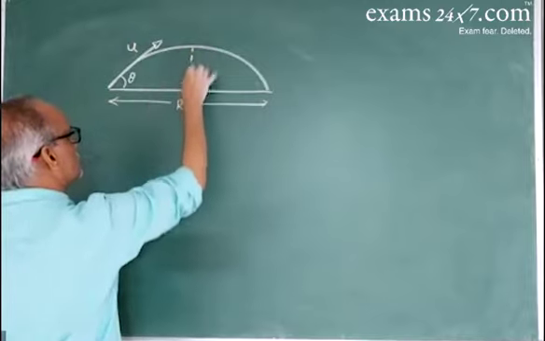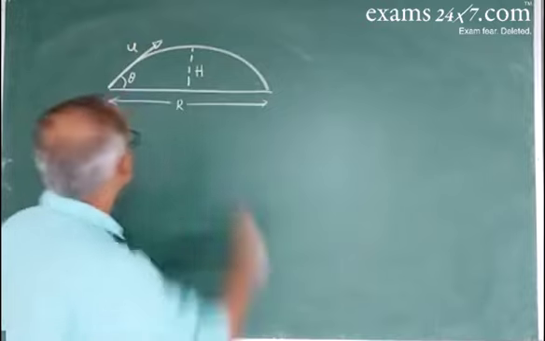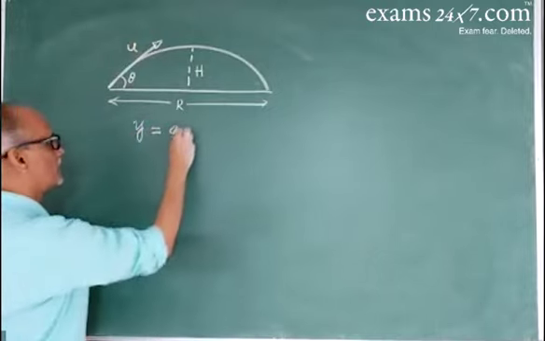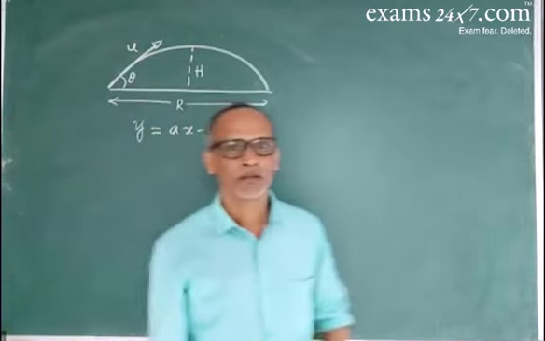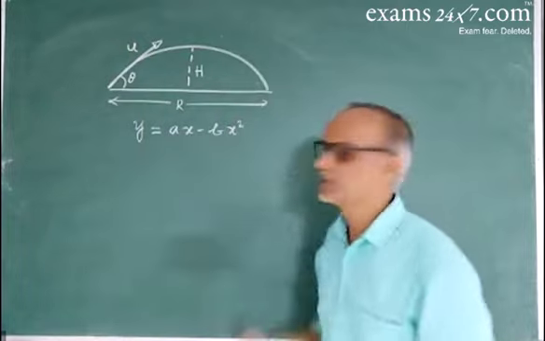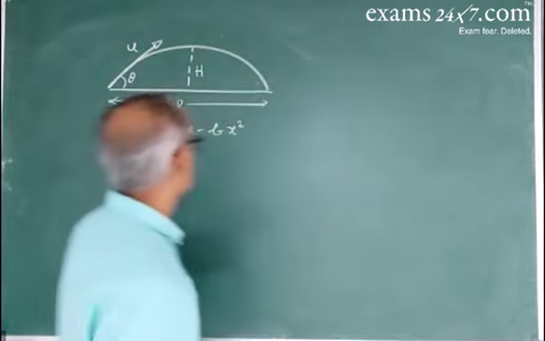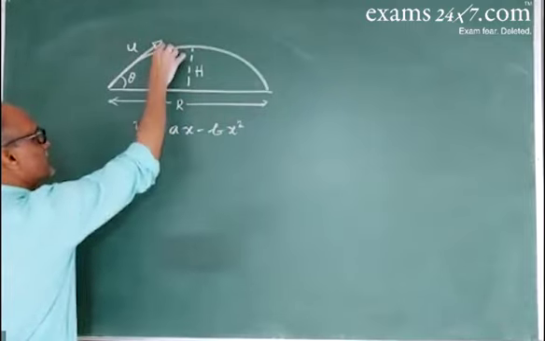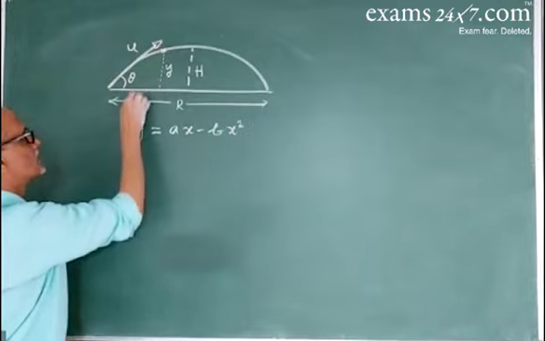H, capital H, is the maximum height. The trajectory of this projectile is given by y is equal to ax minus bx square. Now this equation is used to find the position of the projectile at any given instant of time. Suppose if you want to know what is the position of the projectile at this particular point, then this will be the value of y, and this will be the value of x.